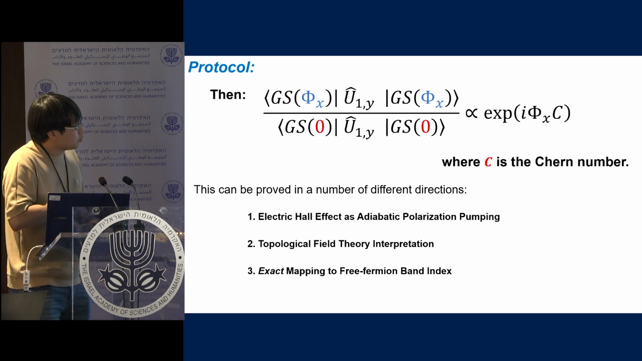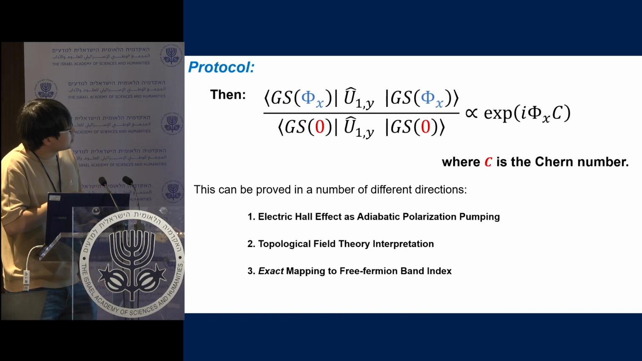Then what I can prove is that the ground state overlap with this operator, with the flux and without flux. Then the ratio between them gives the Chern number.